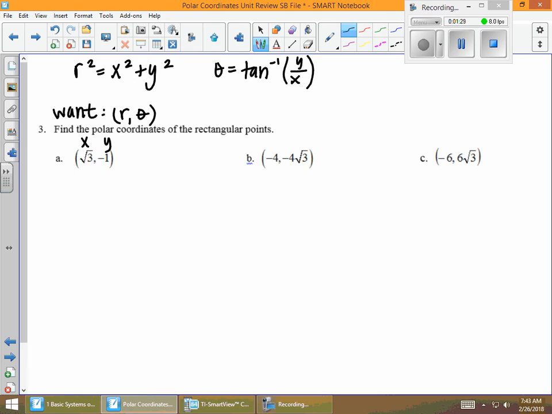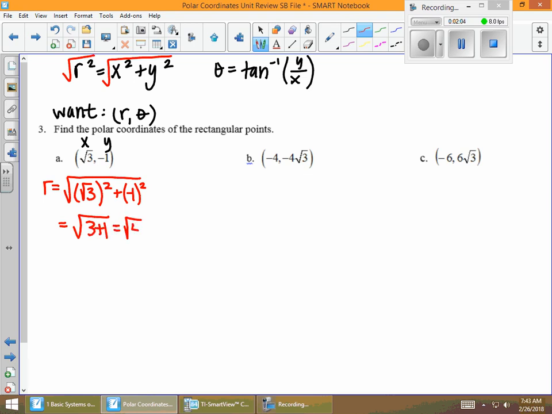Okay, let's do it. So first, to get r, we need to do x squared plus y squared and take the square root. So you can write it as r squared equals x squared plus y squared, or you can just go ahead and take that square root to start. I kind of like to write it like that. Square root of 3 squared plus negative 1 squared. So square root of 3 squared is 3, negative 1 squared is 1. So our r is 2.